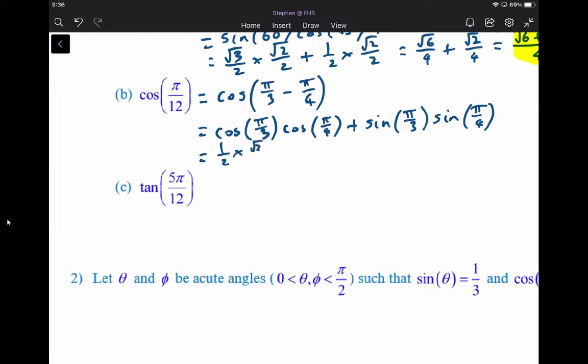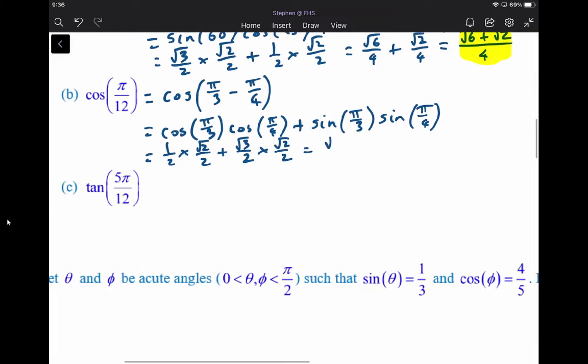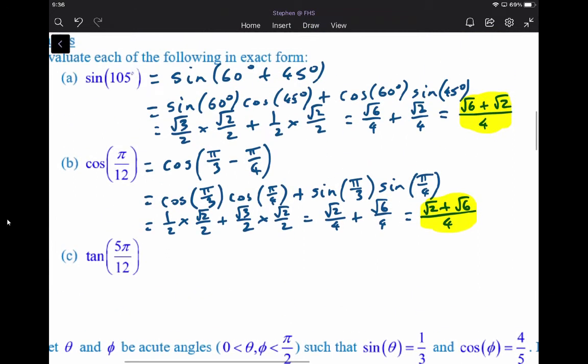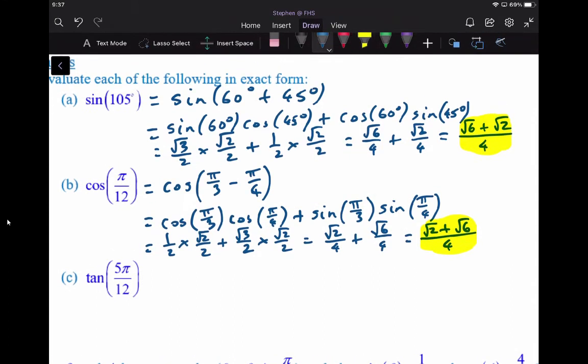Cos of pi on 4, that's root 2 on 2, plus sine of pi on 3 is root 3 on 2 times sine pi on 4 is root 2 on 2. So this one is going to be root 2 on 4 plus root 6 on 4, which again simplifies to root 2 plus root 6 all over 4, which pretty much is exactly the same answer as what sine of 105 degrees is. Is it a coincidence? Ooh, I think not.